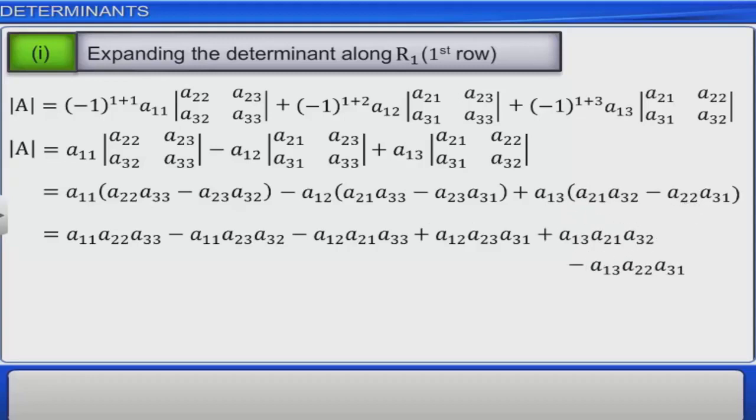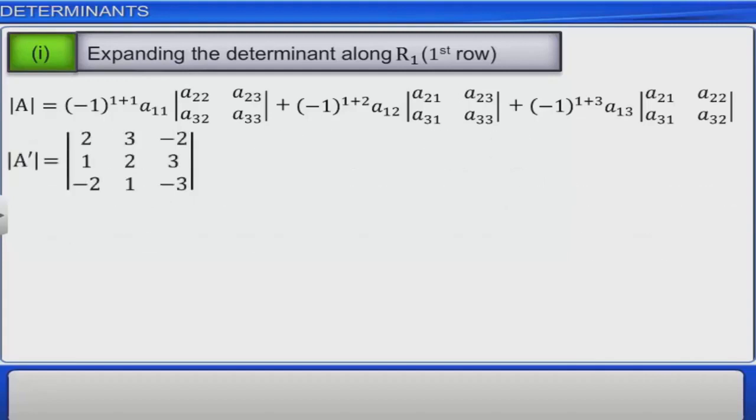Let us now apply these steps to expand the determinant of A' along the first row. The first entry of the first row is 2. Multiplying it with minus 1 raised to the power of 1 plus 1, where 1 plus 1 is the sum of the suffixes of A11, which is the position of this entry in the matrix, and then by the second order determinant obtained by deleting the elements of the first row and the first column of the determinant.